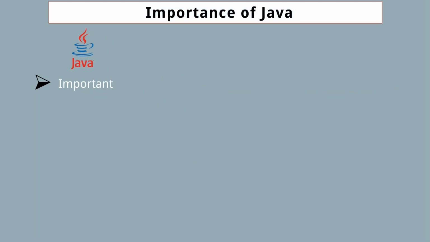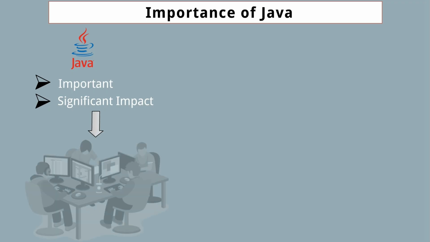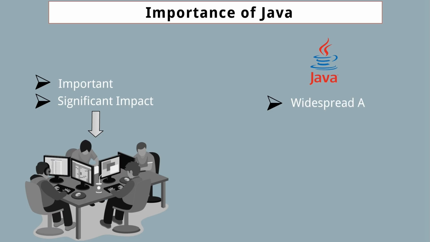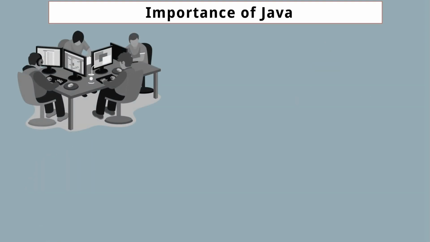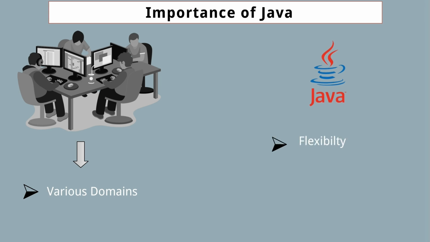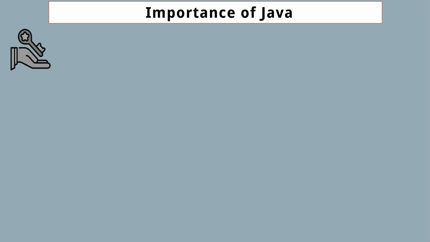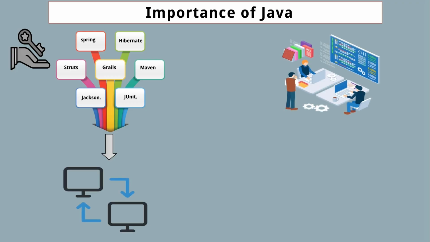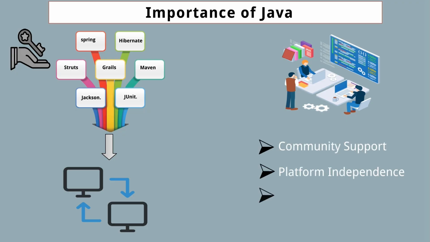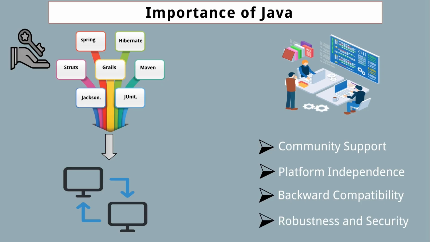In this lecture, we will discuss the importance of Java. Java is an important programming language that has a significant impact on the software development industry. Java has gained widespread adoption and is considered one of the most popular programming languages in the industry. It has a large community of developers and extensive usage across various domains. Java is also known for its flexibility, which allows developers to adapt and extend the language to suit various programming needs. Some of the key aspects highlighting Java's flexibility are libraries and frameworks, compatibility with existing systems, development tools and ecosystem, community support, platform independence and backward compatibility, robustness and security. Let's go over them one by one and discuss them in more detail.